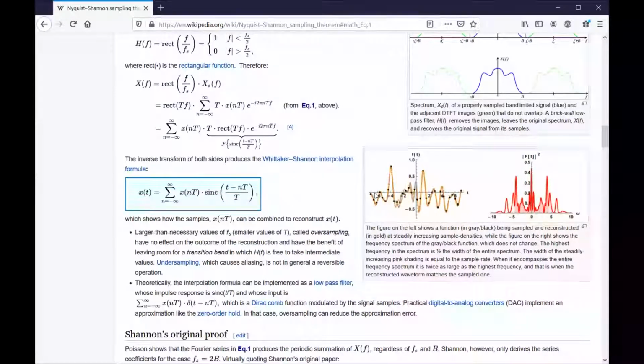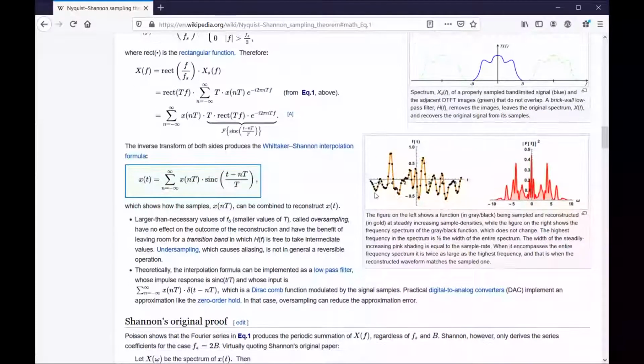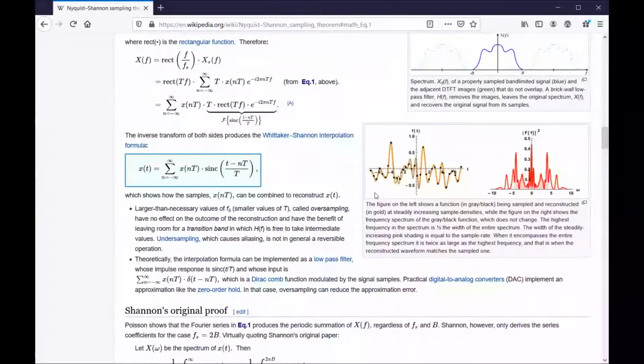Virtually quoting Shannon's original paper, list with one items left let x of omega be the spectrum of x of t. Then, out of list with one items x of t equals 1 over 2 pi, the integral from negative infinity to infinity of x of omega e raised to the I omega t power d omega equals 1 over 2 pi, the integral from negative 2 pi b to 2 pi. And I immediately recognize that as a Fourier transform from taking Math 309 at the University of Washington.